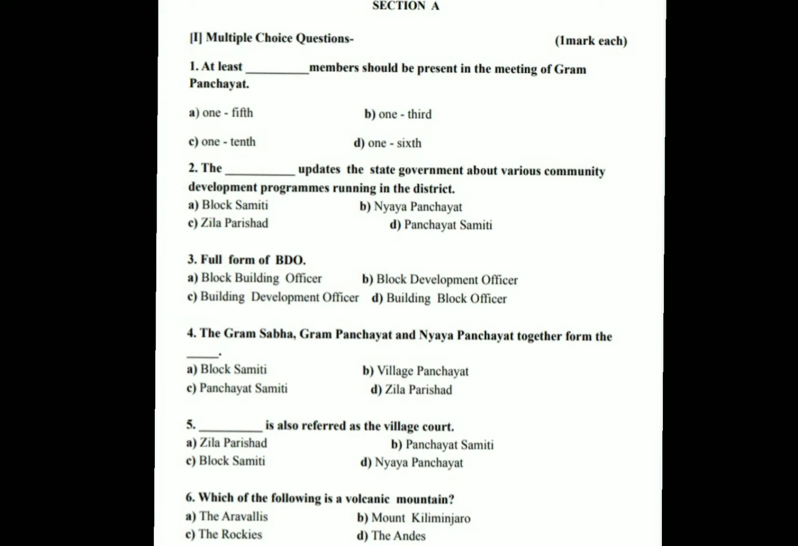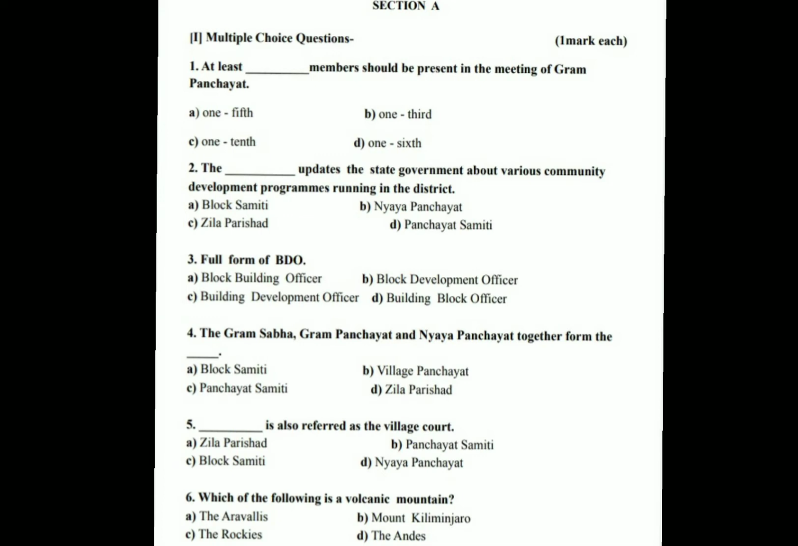Moving on to the third one, full form of BDO. The options given here are Block Building Officer, Block Development Officer, Building Development Officer, and the fourth option given is Building Block Officer. And the correct option is number B, Block Development Officer.